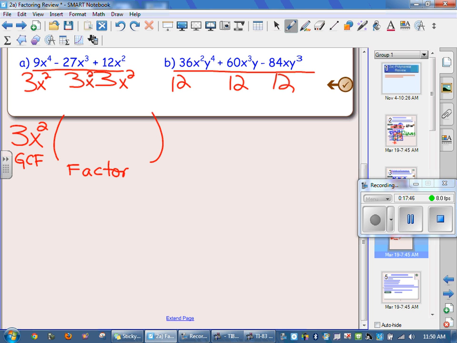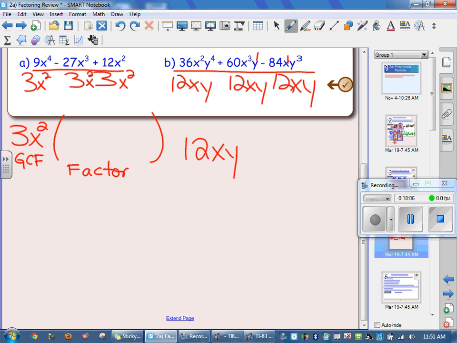This guy only has a hidden 1 there, so I can only take x1 out of each of them. How many y's can I take out of each of them? 1. Good, this guy has a 1. Okay. So on this one, we're going to have a 12xy on the outside of brackets, and then we put the answer on the inside.